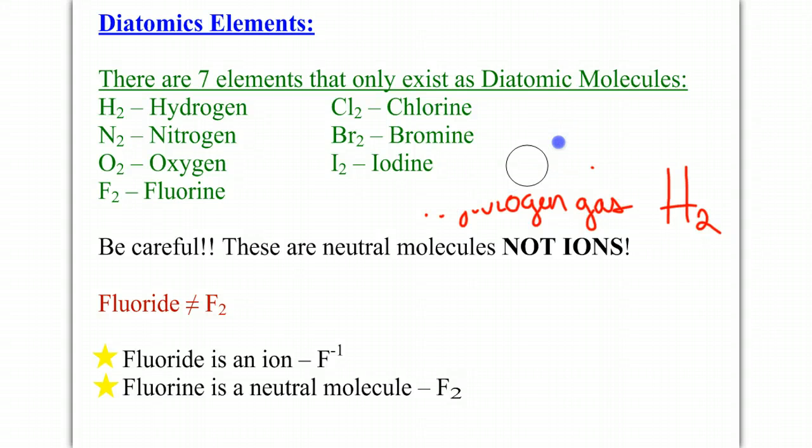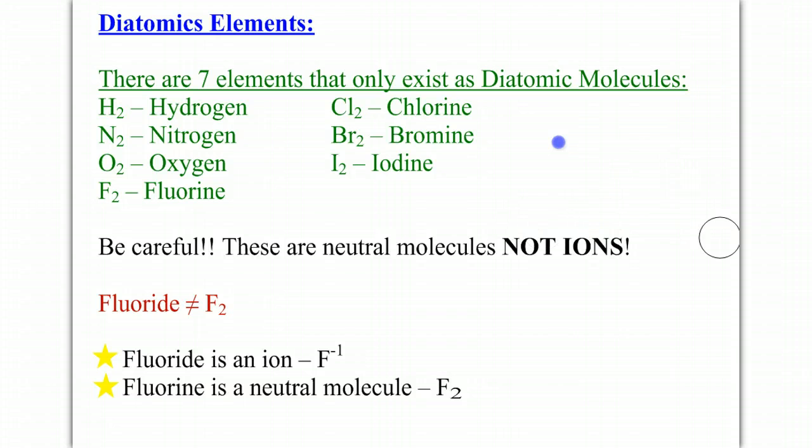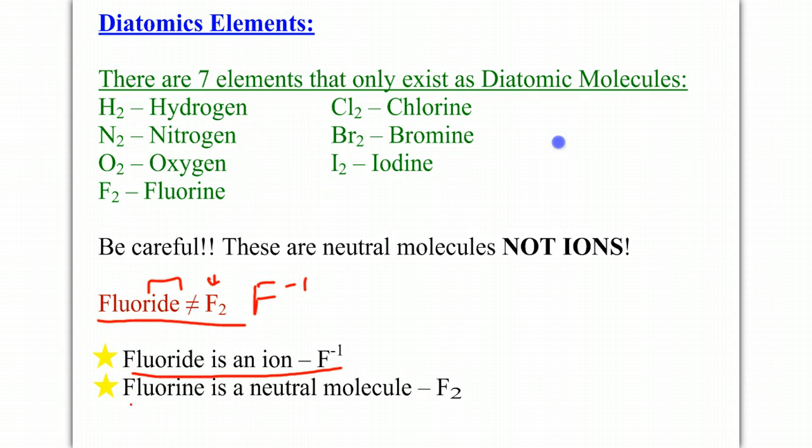So be careful because we're talking about neutral molecules here, and when it comes to ions, the name is what is going to tell you whether or not it's neutral or an ion. If it ends in "ide," then it would not be F2, for example. That would be F to the -1, because fluoride is an ion, F to the -1. Fluorine, however, is a neutral molecule and also diatomic, therefore it would be written F2.